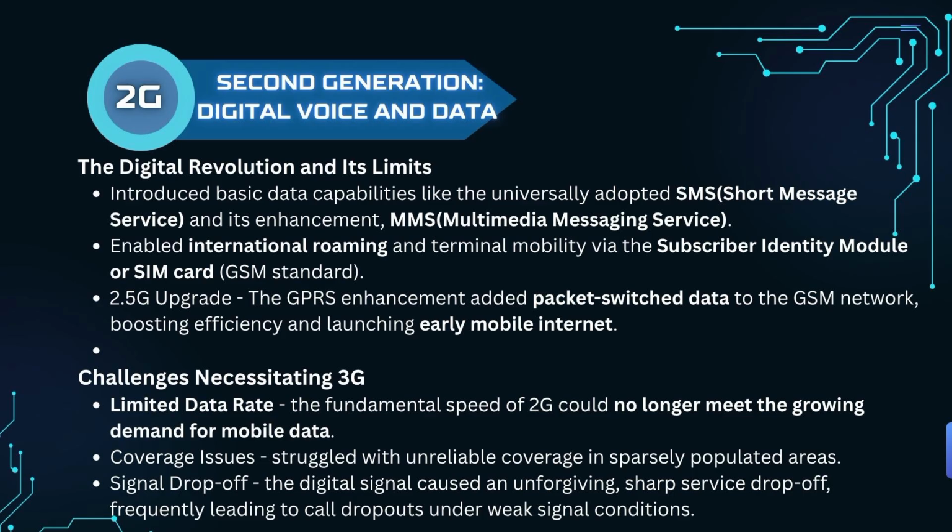However, 2G quickly ran into its limits. Its data rates were too slow for growing demand. It struggled with unreliable coverage in rural areas, and digital signal caused an unforgiving sharp service drop-off, leading to frequent call drop-offs. These major issues made the rapid transition to 3G inevitable.